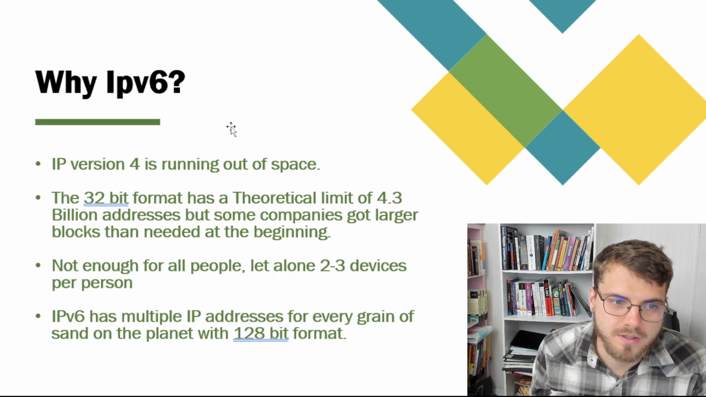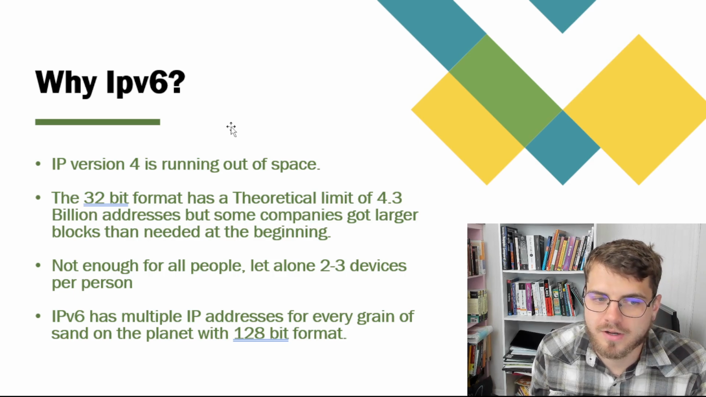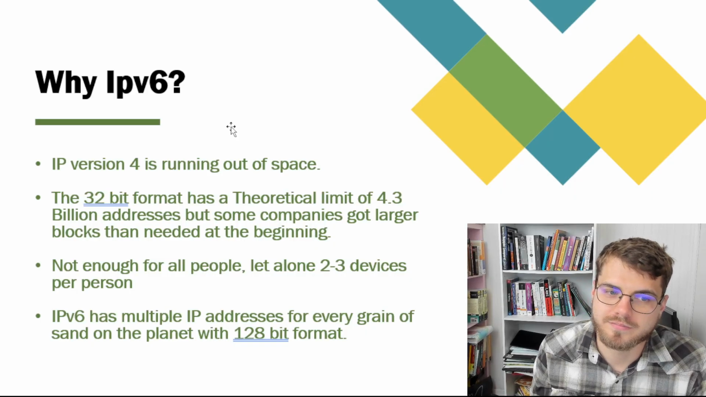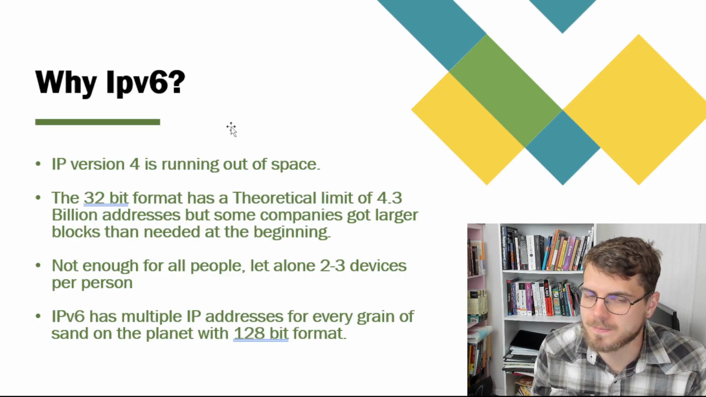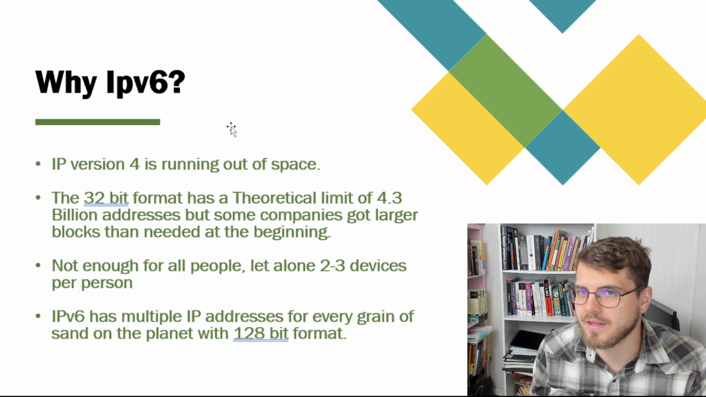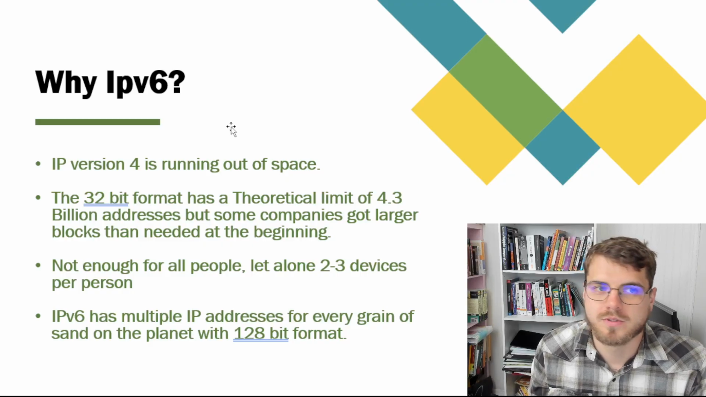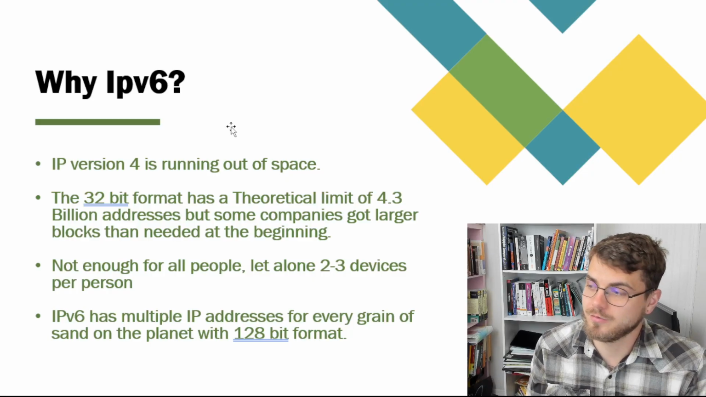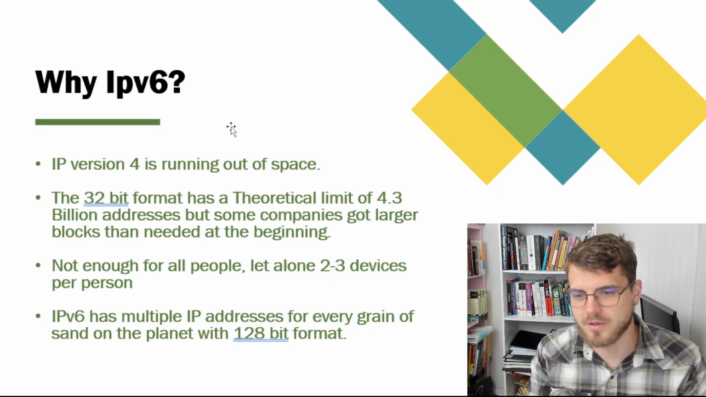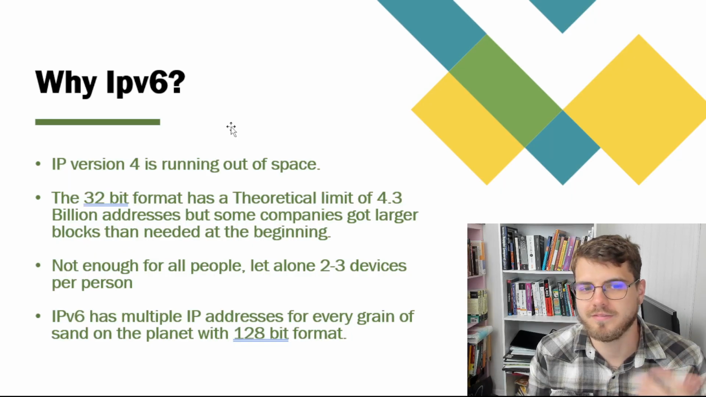Well, IP version 4 is running out of space. It's 32 bits, and that format has a theoretical limit of 4.3 billion addresses. Now, at the beginning, some companies were buying giant address spaces. They didn't really think that they would run out, so they were giving companies too many address spaces. So a company might have bought millions of addresses, and they don't really need that many.